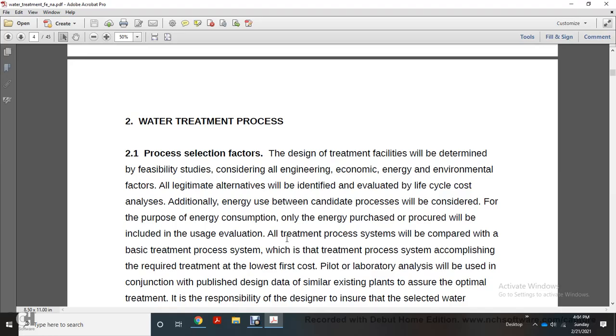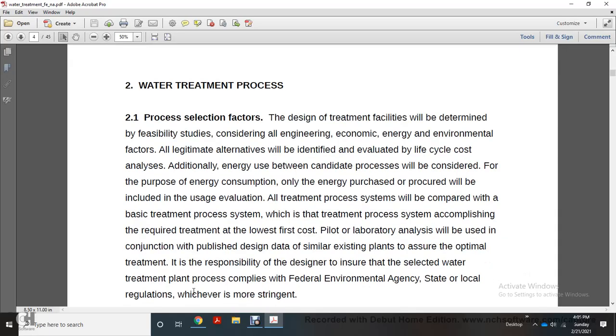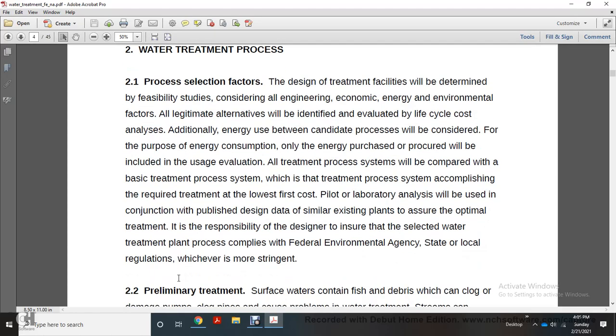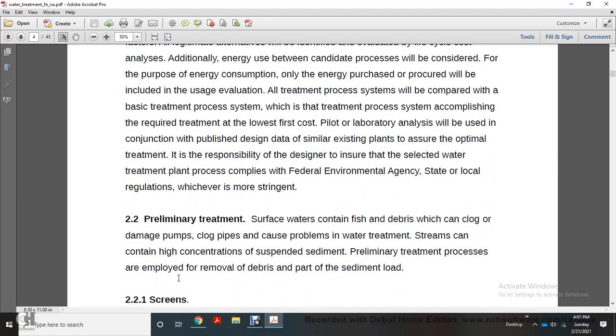All treatment process systems will be compared with the basic treatment process system, which is the treatment process accomplishing the required treatment at the lowest first cost. Pilot and laboratory analysis will be used in conjunction with published design data of similar existing plants to ensure optimal treatment. Designers are responsible for ensuring the selected water treatment plant process complies with federal environmental agency, state, or local regulations, whichever is more stringent.